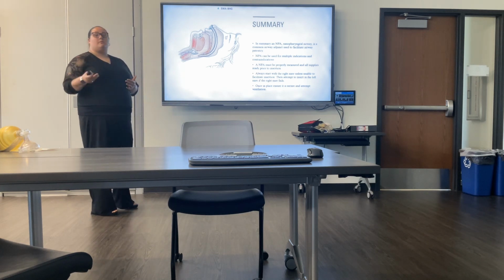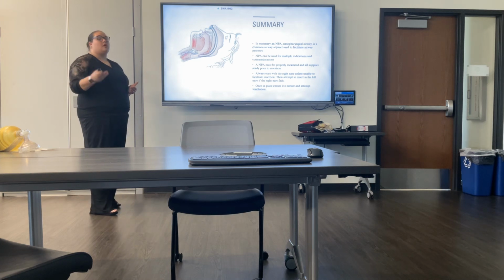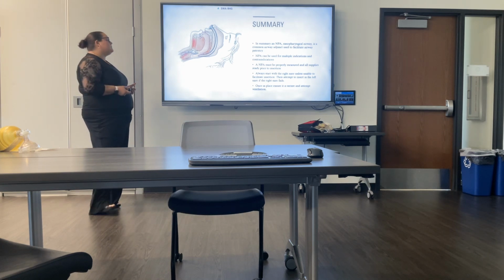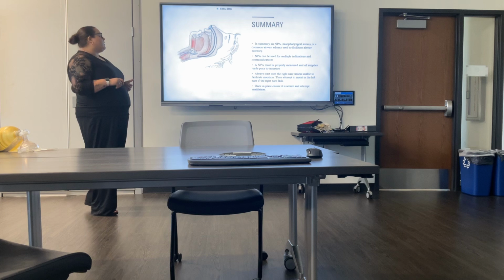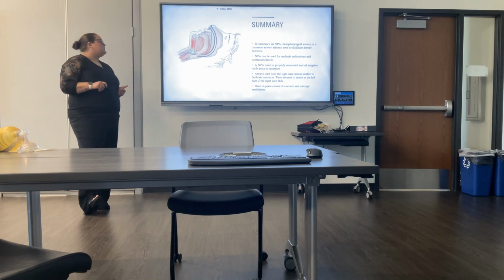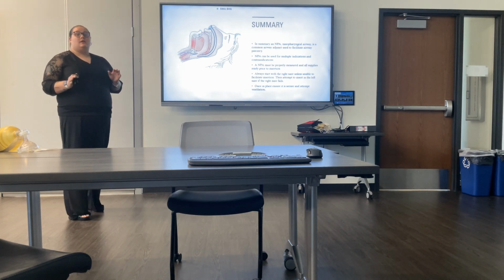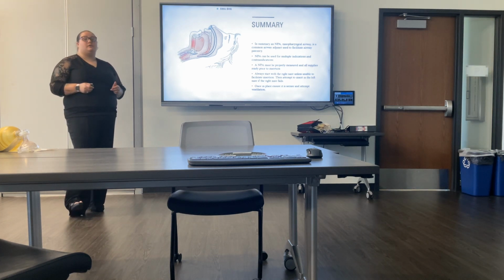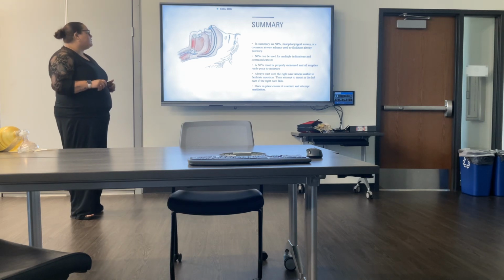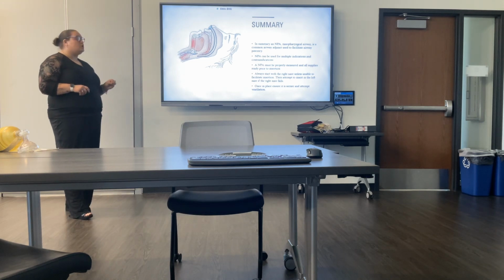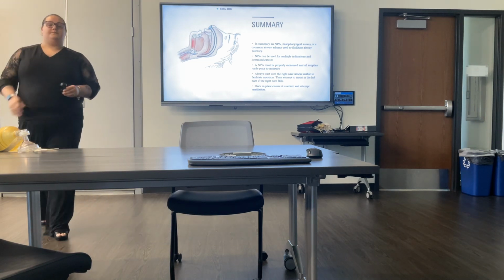You do not want to insert your NPA when your patient is vomiting and your suction is not ready, and the patient aspirates. You always try to start with the right naris unless you're unable to facilitate its insertion, and then you move to the left side. And then if you're unable to facilitate any placement of the NPA, you need to move on to a different airway solution. Once in place, you need to ensure it is secure and attempt ventilation.